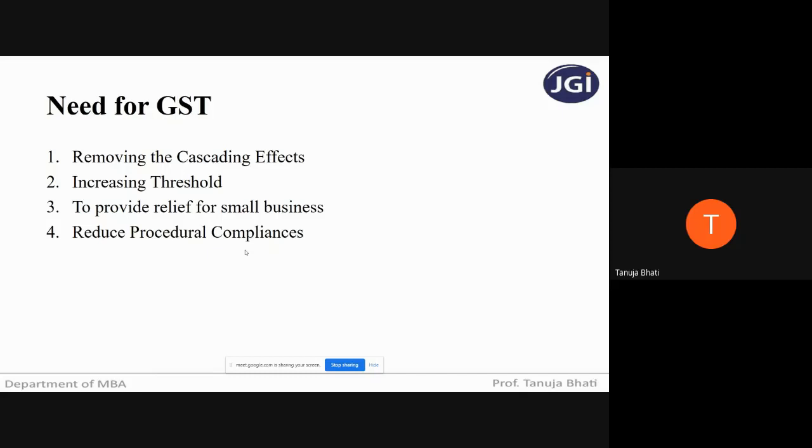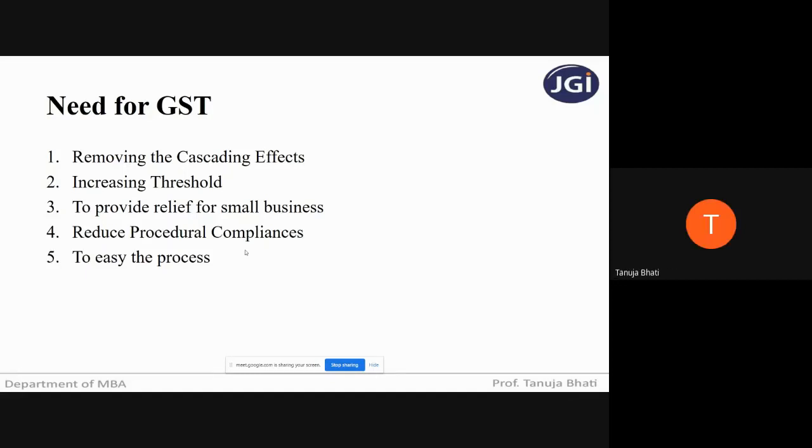Whereas in case of VAT, service tax, excise duty, each particular category had separate acts, separate returns, separate payments. But now everything is clubbed into one. Therefore, you need to file only GST returns, and the number of compliances has become lesser. So is this clear, students? Yes, students. Yes, ma'am.